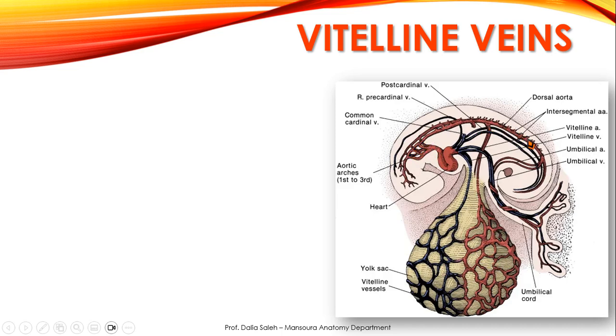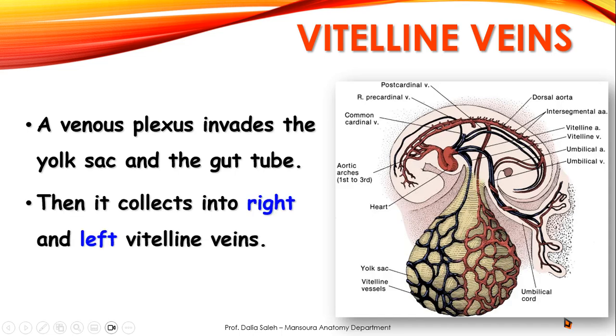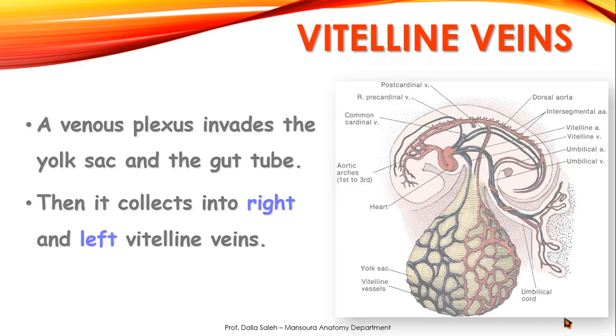And this is the dorsal aorta. Here you can see the yolk sac protruding outside the umbilical cord like this, connected to the inside of the embryo with the developing gut tube. So there is a venous plexus that invades the wall of the yolk sac and the developing gut tube, which collects into right and left vitelline veins, as I mentioned before.